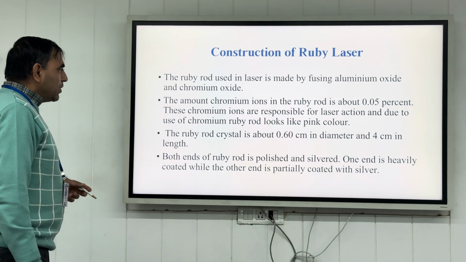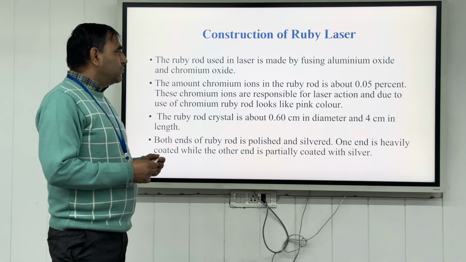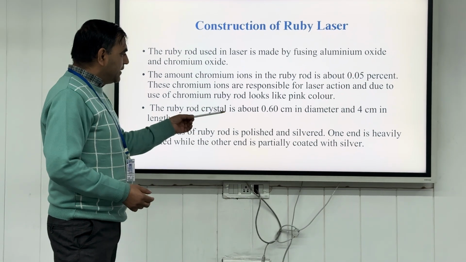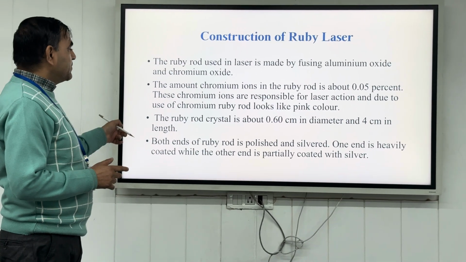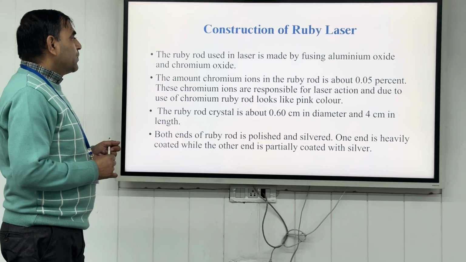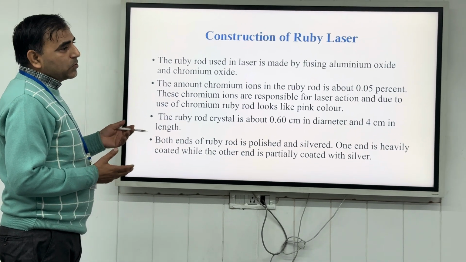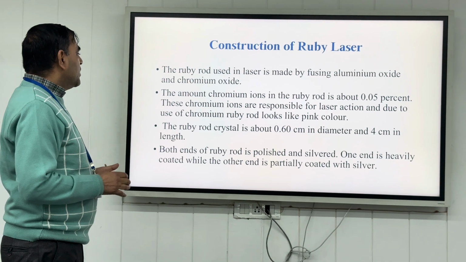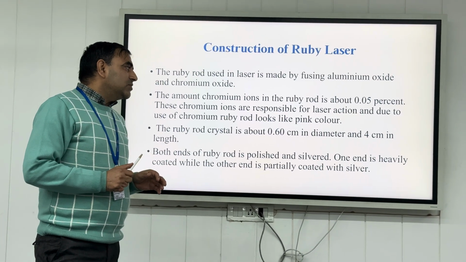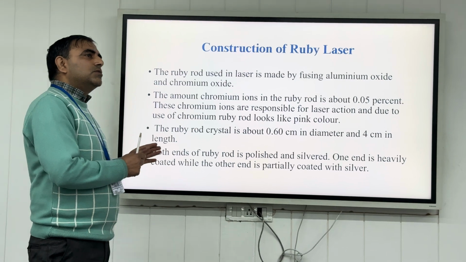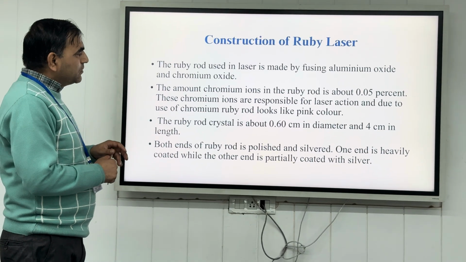The ruby rod crystal is approximately 0.6 centimeter in diameter and 4 centimeter in length. Very small, 0.6 diameter and 4 centimeter in length. Both ends of the ruby rod are polished and silvered. One end of the rod is fully silvered and the other is partially silvered.